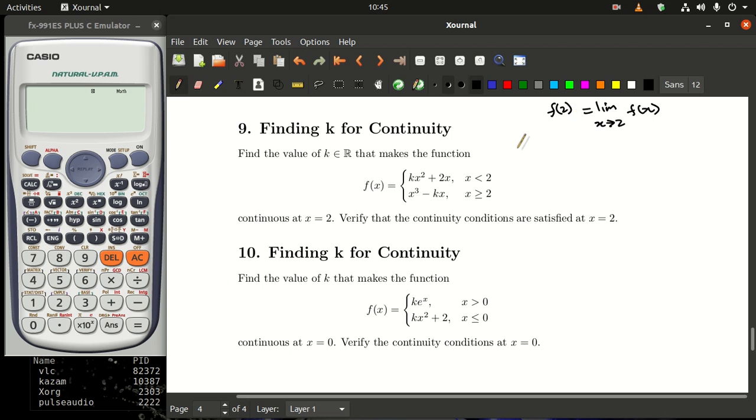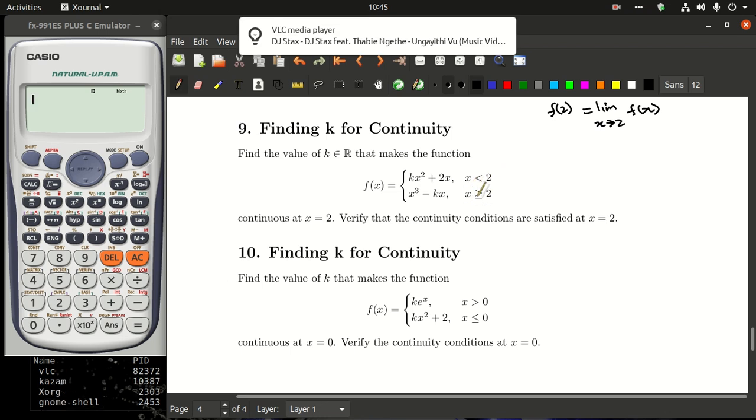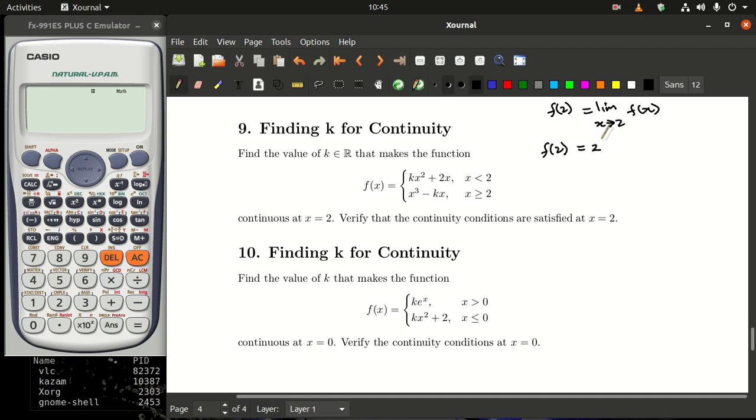When x is equal to 2, looking into this domain, x cannot be equal to 2. We want values that are less than 2. Looking into this one, we have greater or equal, which means x is equal to 2 is contained here. So f of 2 is going to be equal to 2 raised to 3 minus k times 2, which is the same as 8 minus 2 times k. That's f of 2.